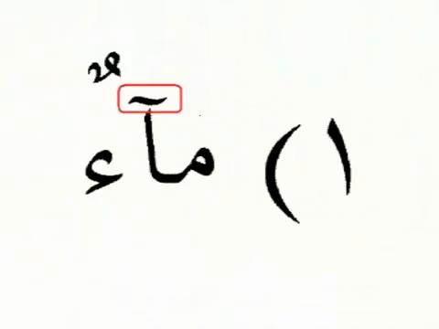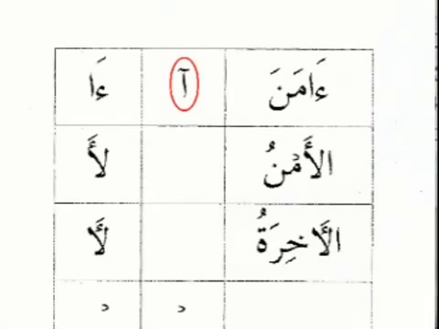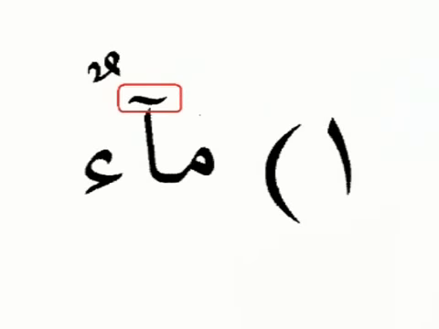So the sign of extra lengthening is this one. Please don't confuse this with the normal Arabic madda, like Adam. We write Adam like this. But ma'un, dabbatun, dabbatun should also have the madda.